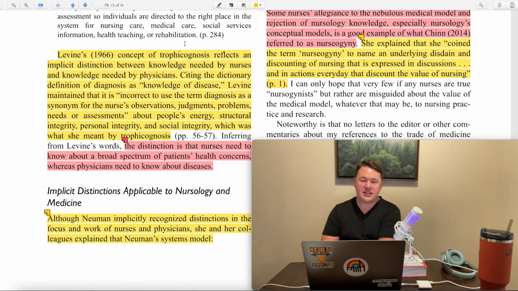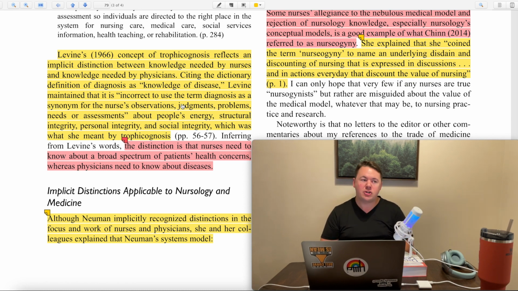Take structural integrity as one example. Levine claims that structural integrity is a part of the nursing assessment. What do you mean by structural? Do you mean physiological, physical, bodily structure? And what do you mean by integrity? Keeping it integrated? Preventing the disintegration of that structure?